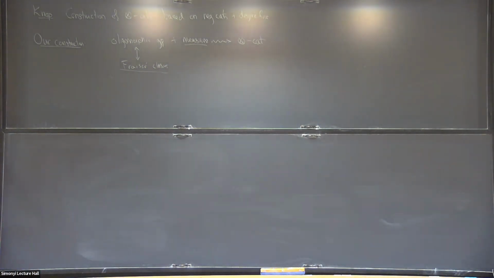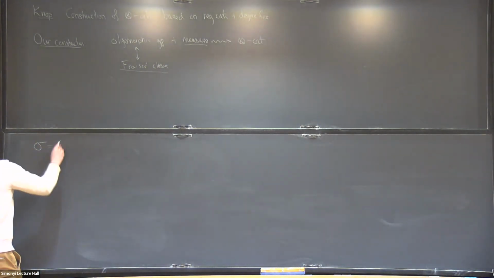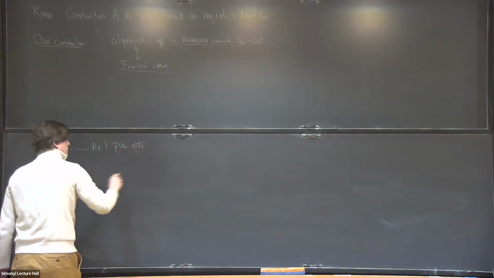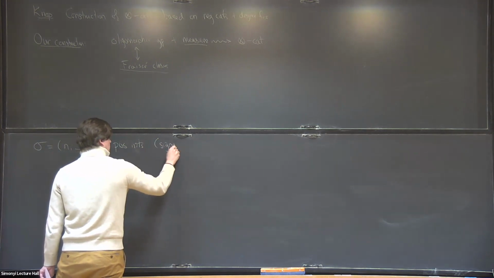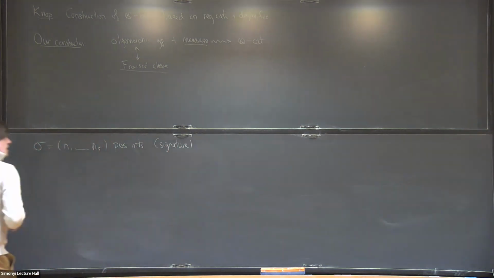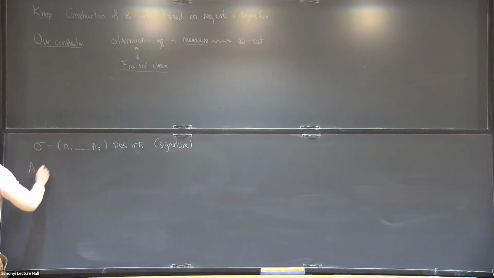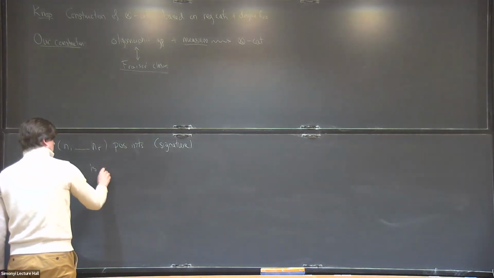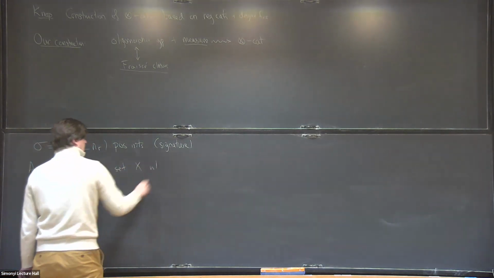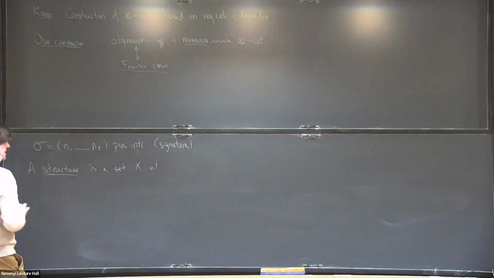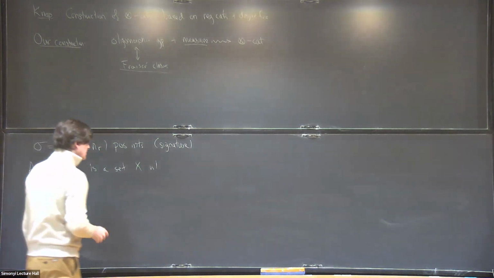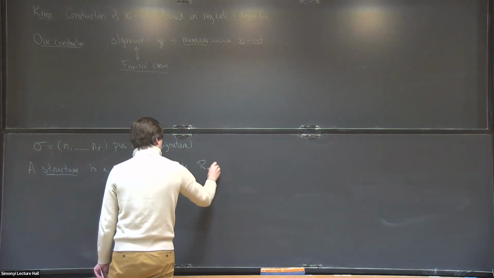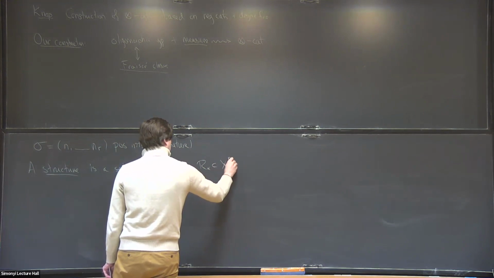So let me fix a tuple of positive integers. This is going to be called the signature for what we're doing. And then a structure relative to this sigma is just a set together with relations for each one of these n's, and the n's tell you the arity of the relation. So with subsets, let's say R_alpha inside of X^(n_alpha).